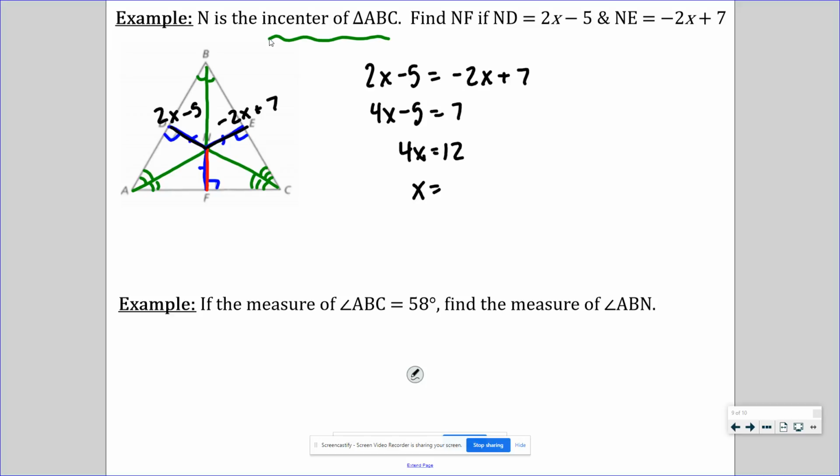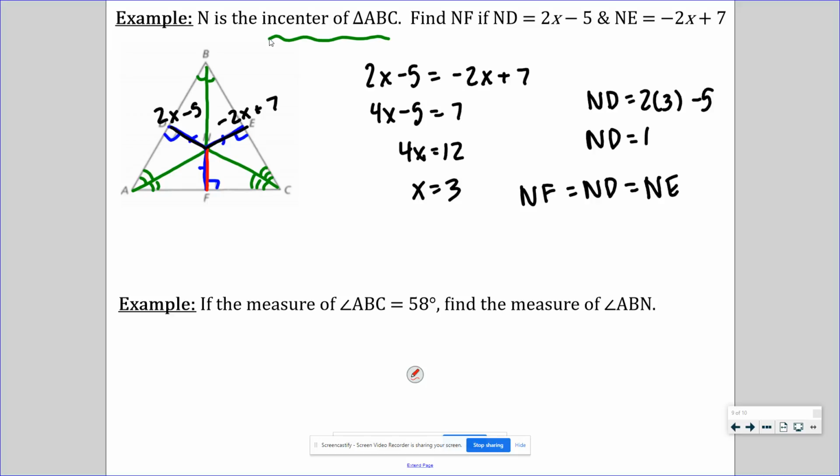X is 3. Now I want to find NF, and you're like, I don't have an equation for NF. But I know it's equidistant from all the other ones, so maybe I'll use the equation for ND, which is 2x minus 5, and I know x is 3. So I know ND, 6 minus 5, is 1. And I know NF is the same as ND. It's also the same as NE, so you could use any of those. So what will the distance of NF be? Also 1. Yep. Okay, that's kind of fun.